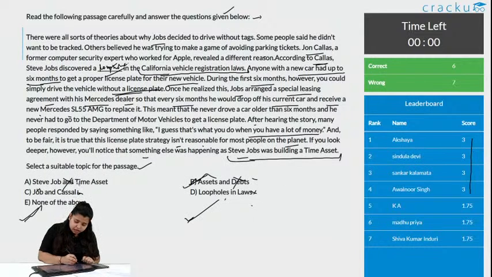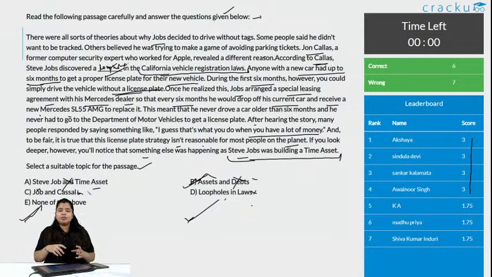The other thing we are talking about here is Steve Jobs and time asset. So, what is the reason why Callus said all the story, like why did Steve Jobs do this? It was to say that he was building a time asset. We know who was building a time asset? He. So, what can be the suitable topic? It can be Steve Jobs and time asset. Option A is the correct answer, and 6 people got this correct and 7 wrong. Let us go to the next question.